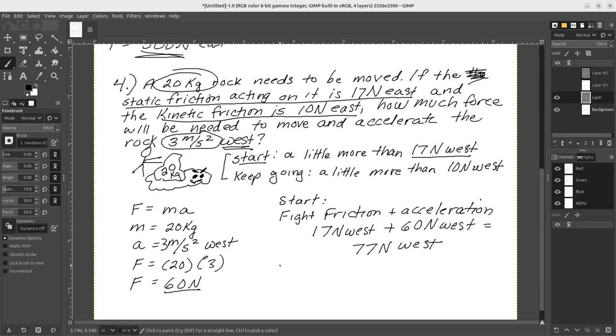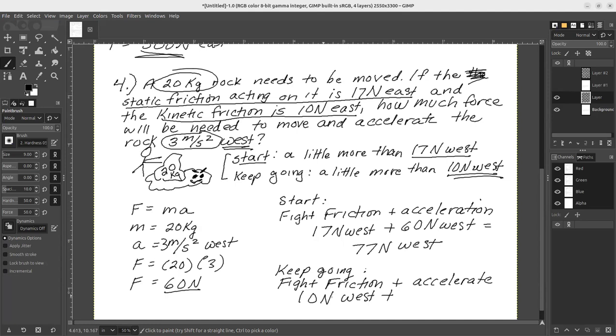Okay, so to keep it going, we're going to need to fight friction and accelerate it. So to fight friction, we're going to need 10 newtons west. And to accelerate it, we still need 60 newtons west. And we add those together and we get 70 newtons west. Okay, we'll circle those.